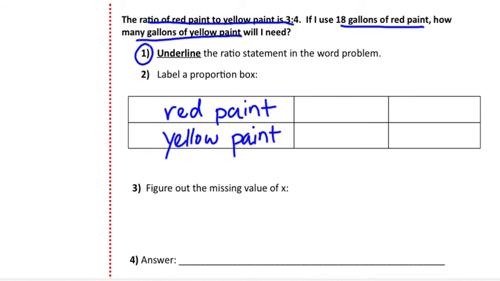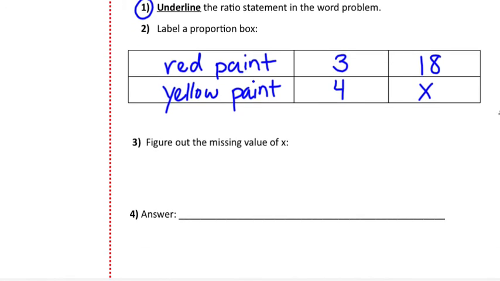The ratio they give me is 3 to 4, and I know that red came first, and so the first number is 3, so that has to go with red. The second number is 4, and the second word is yellow, so I know that the 3 goes with red, the 4 goes with yellow. The rest of the information says if I use 18 gallons of red paint, so I know that 18 goes with red. How many gallons of yellow paint will I need? That's what I'm looking for. So now you have your proportion box set up. Now we need to figure out what the missing value of x is.